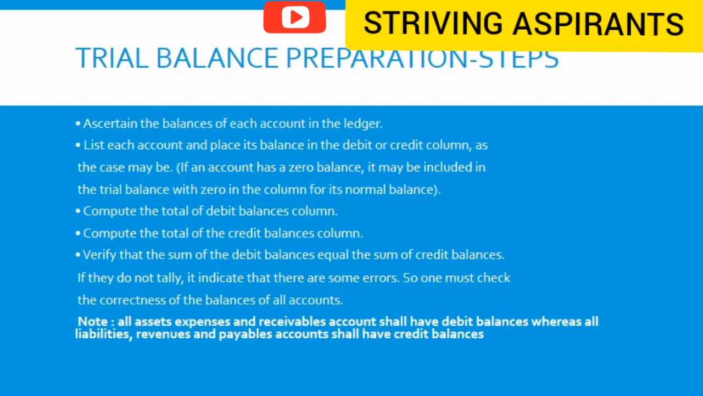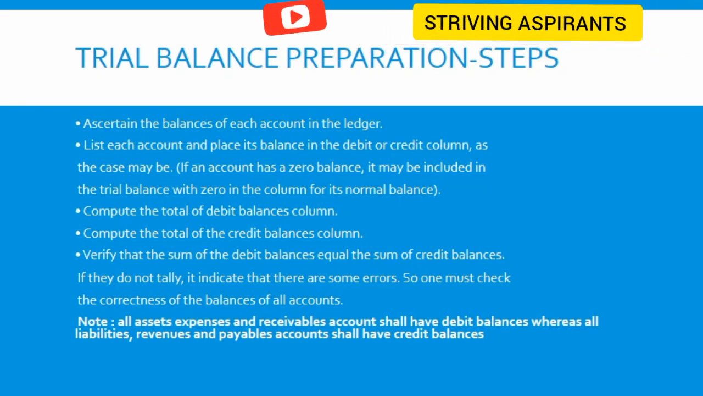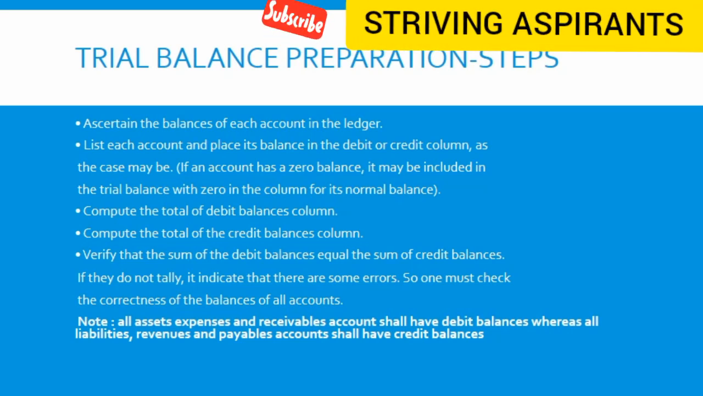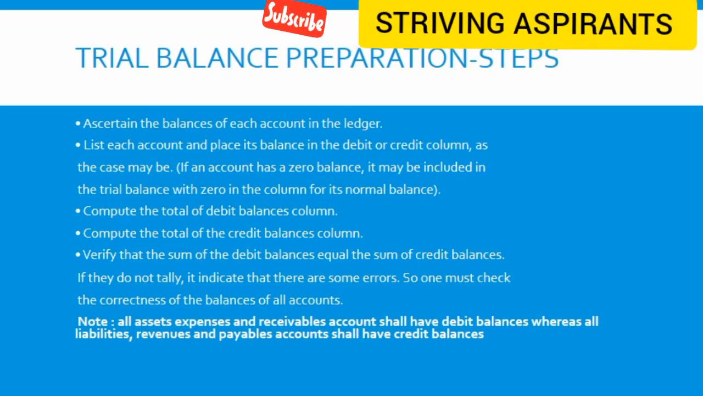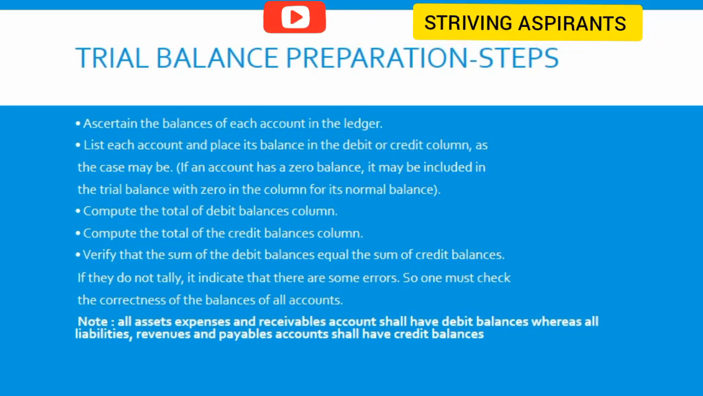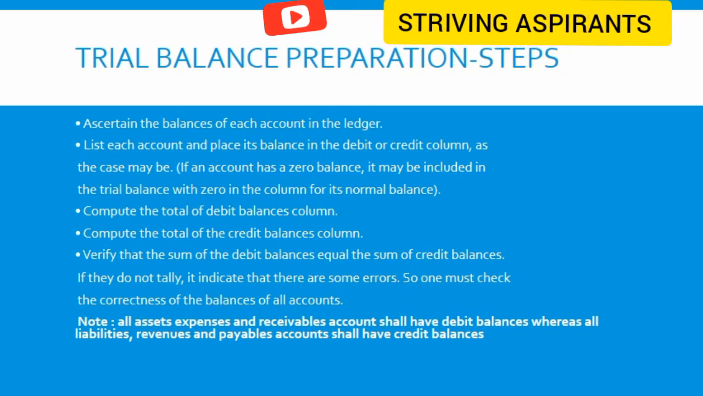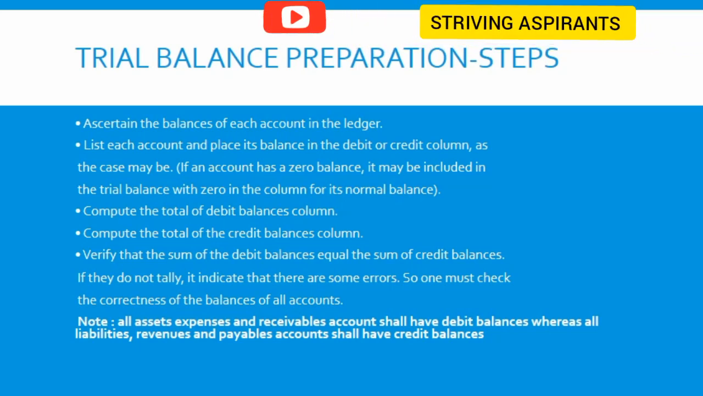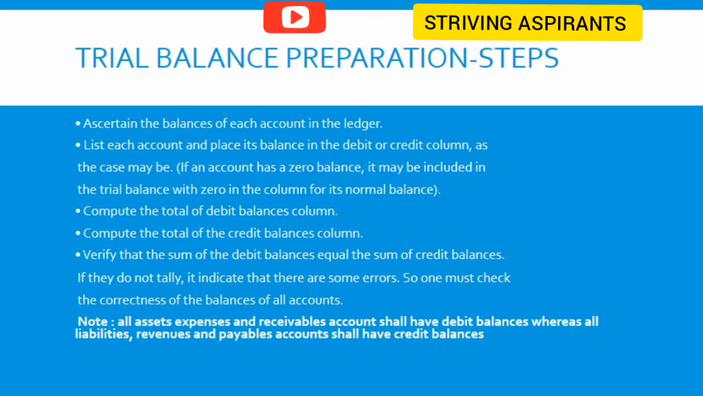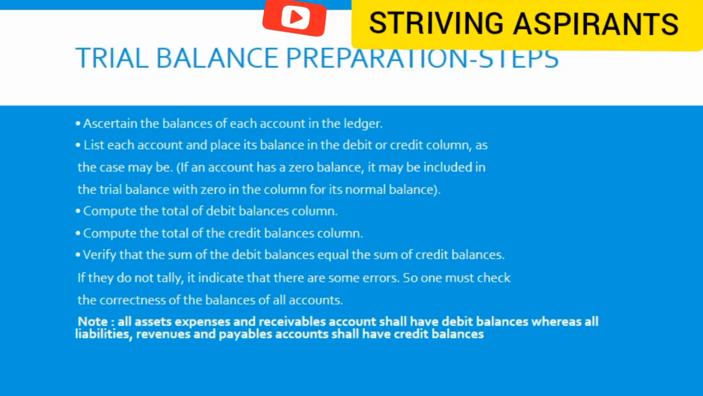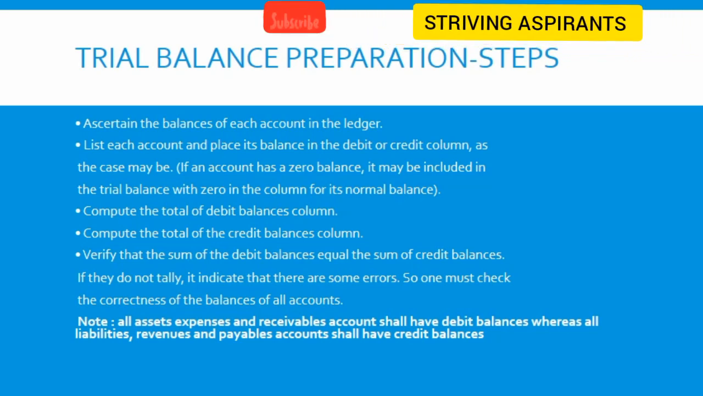Here are the preparation steps on how to prepare trial balance. First point is ascertain the balance of each account in the ledger. Second point, list each account and place its balance in the debit or credit column, as the case may be. If an account has a zero balance, it may be included in the trial balance with zero in the column for its normal balance.